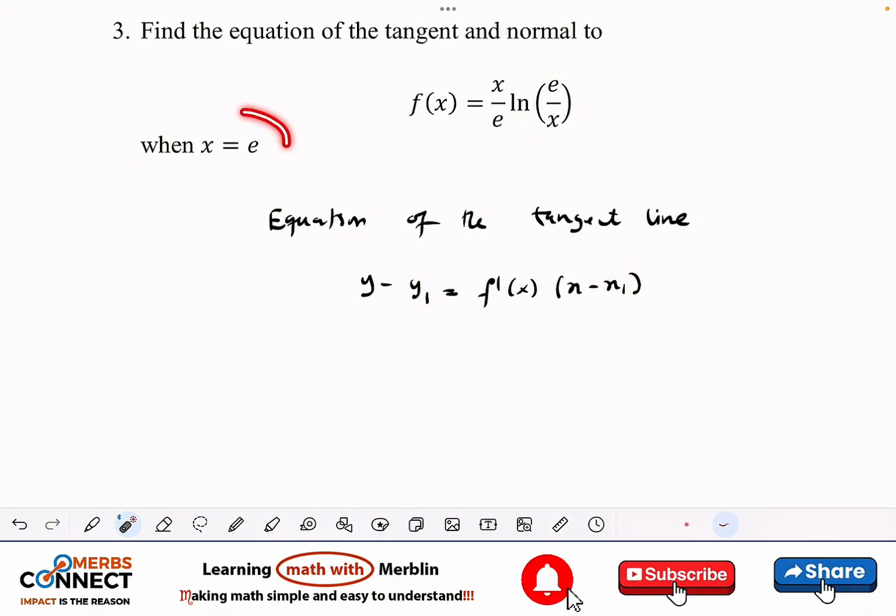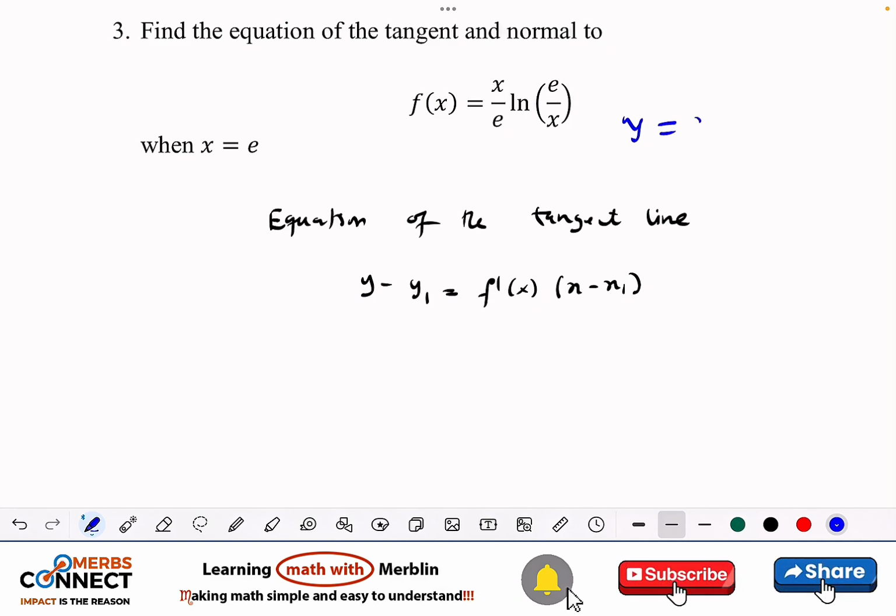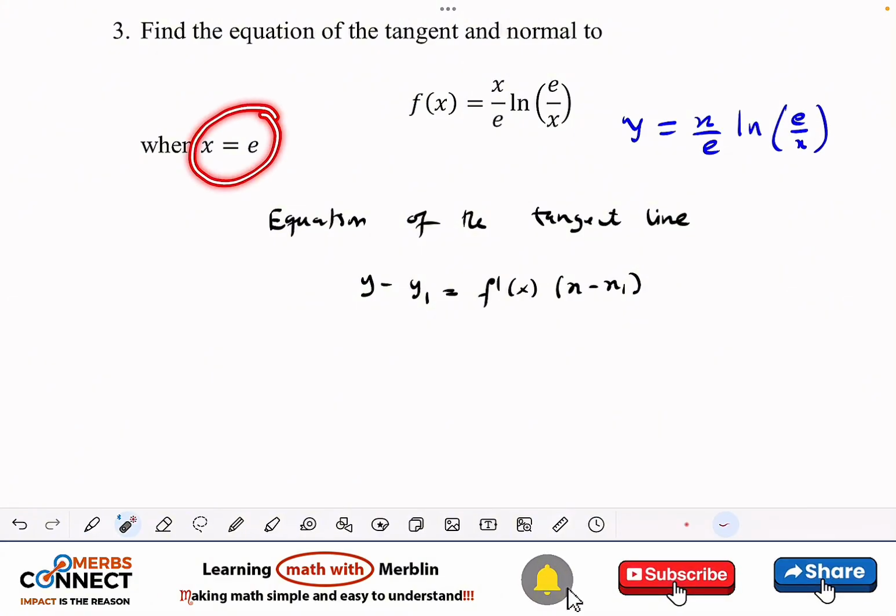And the point given to us, remember, is going to give us x1, y1, but they've given us only x, so we need to get y. And remember, this f of x here is the same as y. So I can write this as y is equal to x over e, then the natural log of e over x. So for me to get y, I need to plug in e inside this.